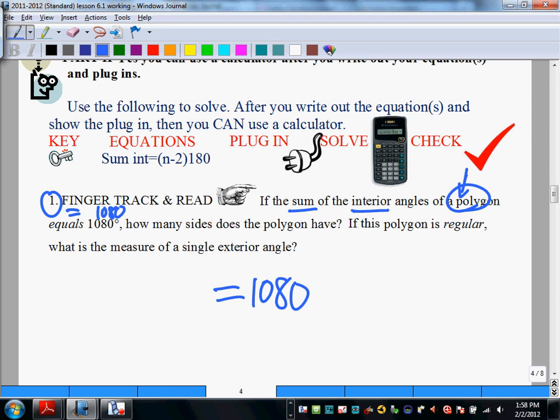Okay. So I don't know my N, but how do you find the sum of the interior angles? Sum of interior angles: N minus 2 times 180.